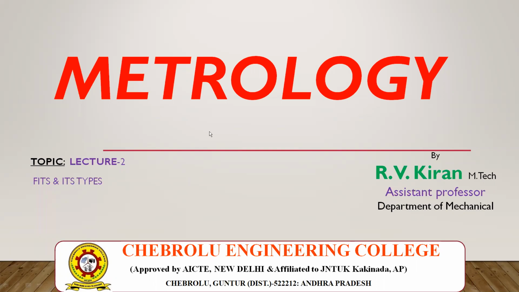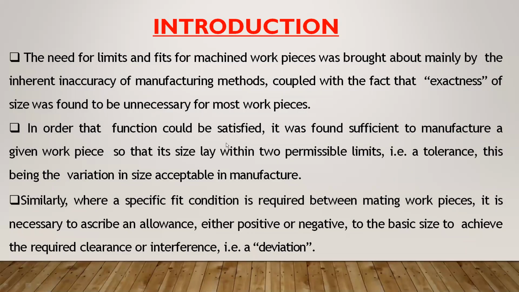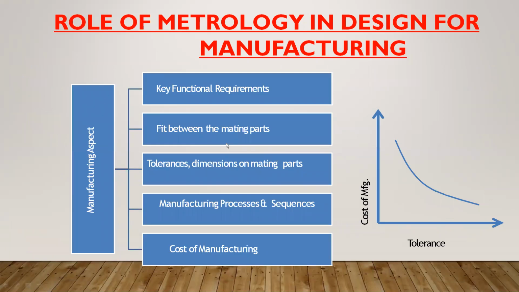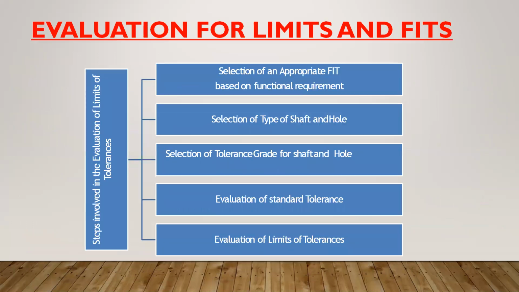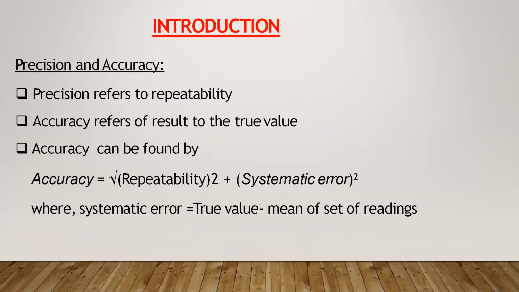So in the previous class we have seen different types of limits and fits. What are the functions of limits and fits? How do they evaluate in the manufacturing process? There are key functional requirements and fits being the mating parts. These are all the design for manufacturing parts. The next one, what is the evaluation for limits and fits?